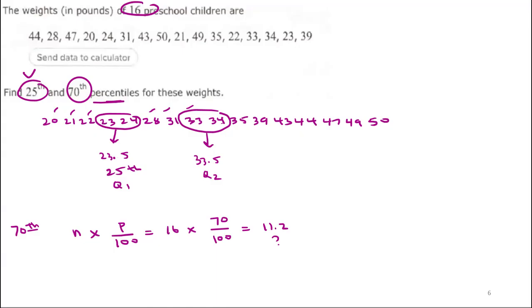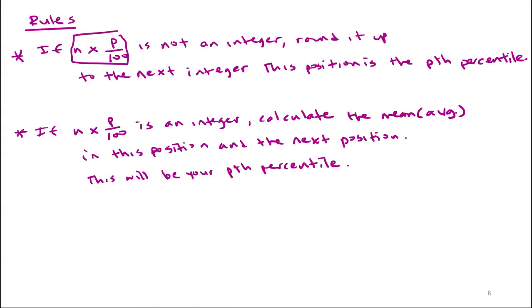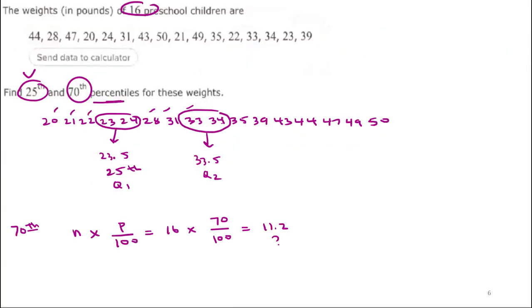Well, let's go to the rule. Okay. It says if it's not an integer, and an integer is like 1, 2, 3, 4, -1, -3. Those are integers. It's like the number line. If it's not an integer, then we need to round it up to the next integer. So in this case, 11.2 is not an integer. So that means we need to round up to the next integer. So in this case, the next integer is going to be 12. Okay? So we want the 12th position.